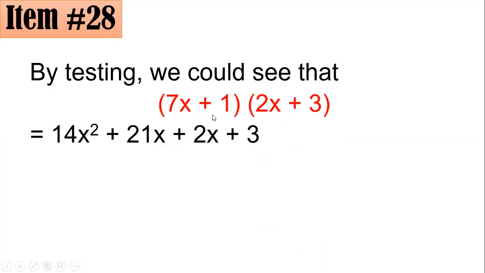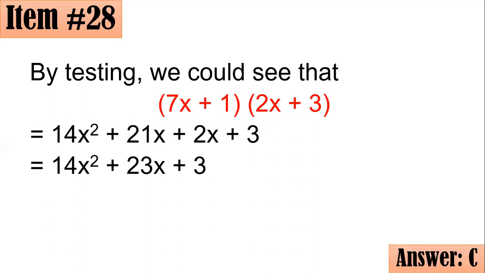7x times 2x, that's 14x squared. 7x times 3, it's plus 21x. 1 times 2x, it's plus 2x. 1 times 3 is 3. You could combine 21x plus 2x, and that gives you 14x squared plus 23x plus 3, which is the desired expression in our given, and that's letter C. 29.